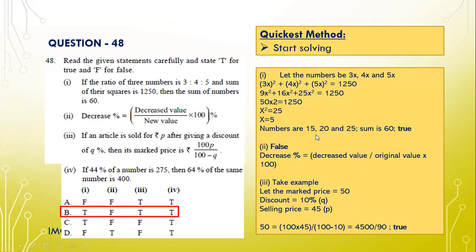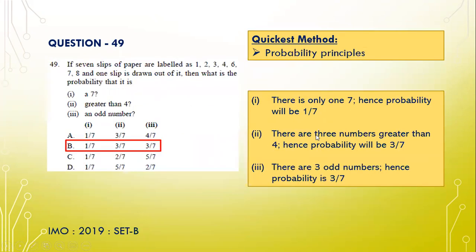A very good question. If 7 slips of paper are labeled 1, 2, 3, 4, 5, 6, 7, and one slip is drawn out at random, what is the probability that it is 7? How many 7s? Only one 7. So probability is 1 upon 7. What is the probability that the number is greater than 4? How many numbers are greater than 4? 5, 6, and 7. 3 numbers. So the probability is 3 upon the total numbers, so 3 upon 7.